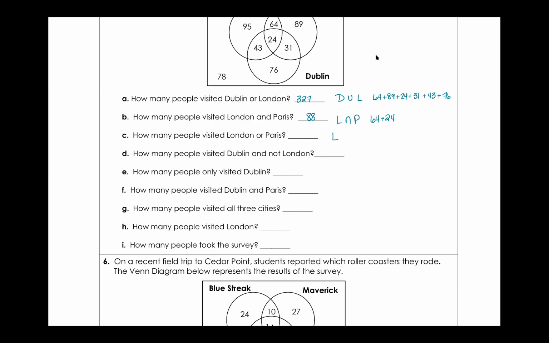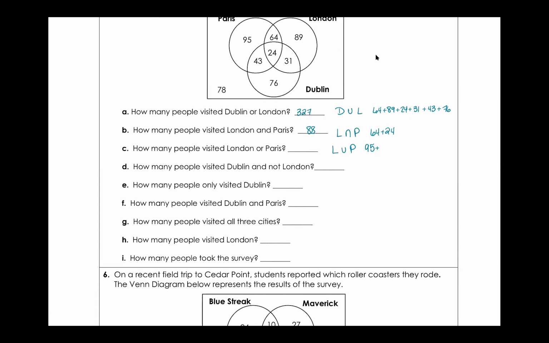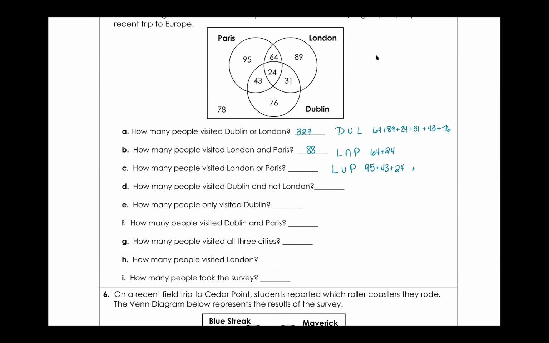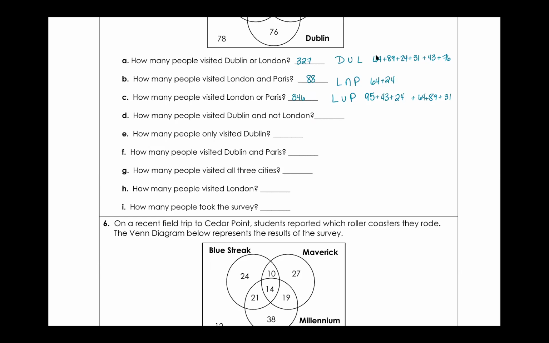How about London or Paris? How does that change it? So London or Paris. So now you got everybody that only went to Paris, that went to Paris and Dublin only, that went to all three, that went to only Paris and London, people that only went to London, and the people that went to London and Dublin. So really we're just leaving out that 76 at the bottom, and the 78 that didn't go anywhere. So that would be 346.